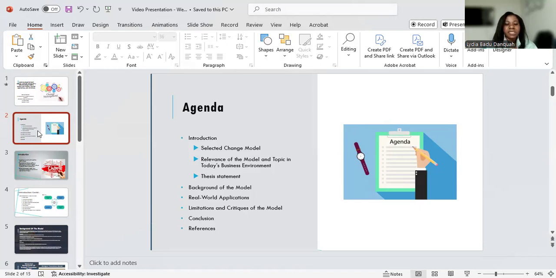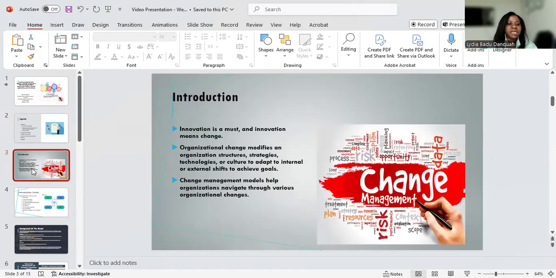The agenda is: the introduction, the selected change model, relevance of the model and topic in today's business environment, the thesis statement, background of the model, real-world application of the model, limitations and critiques of the model, and how to address the critiques of the model. And conclusion, then we would have our references.